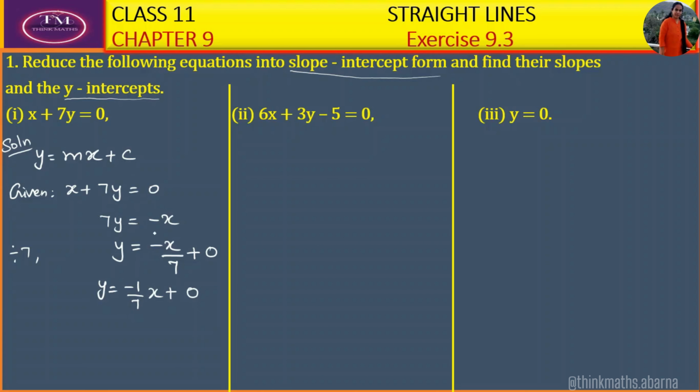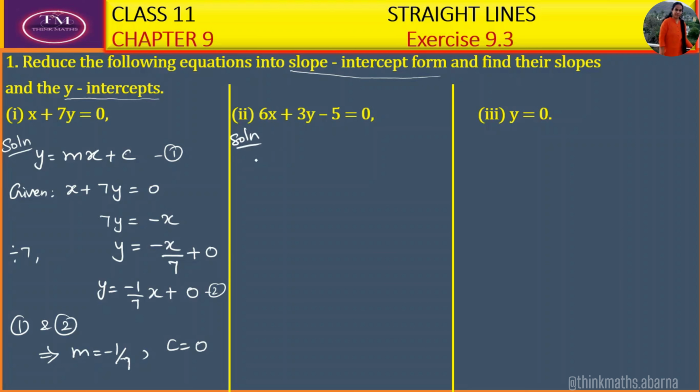So if you compare these two, 1 and 2, what do 1 and 2 say? If you compare here, m is nothing but minus 1 by 7. So this is the slope. And what is the y-intercept? It is nothing but c. So c is equal to 0 here. So slope is minus 1 by 7, y-intercept is 0. Clear, children? So shall we move on to the second part?